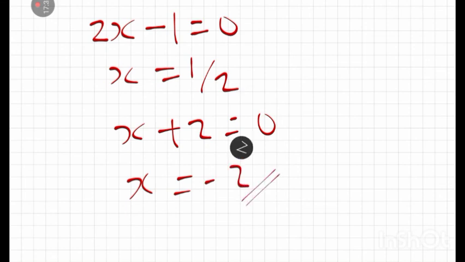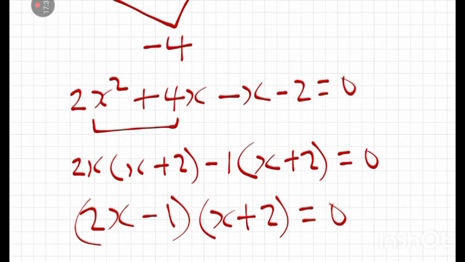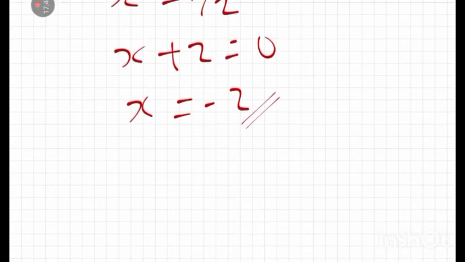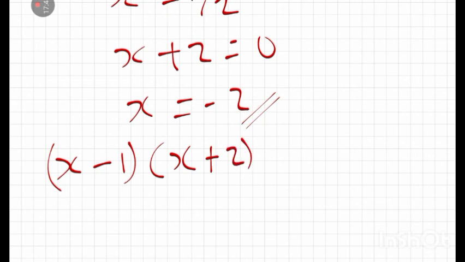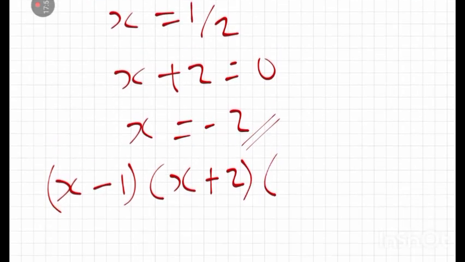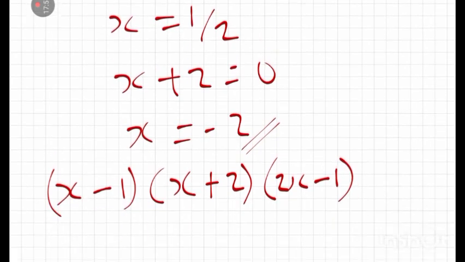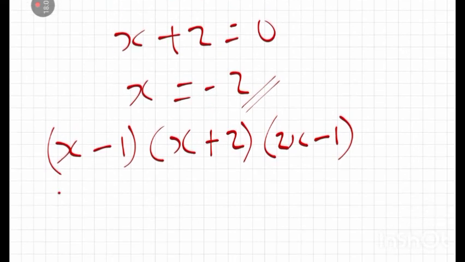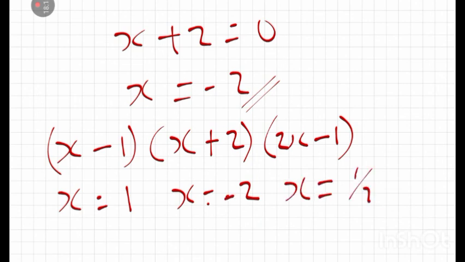We've come to the ending of this tutorial today. We've actually factorized the polynomial. So the factors of the polynomial are x minus 1, x plus 2, and 2x minus 1. If we substitute any of these roots in the polynomial, it must give us 0. The roots are x is equal to 1, x is equal to minus 2, and x is equal to 1 over 2.